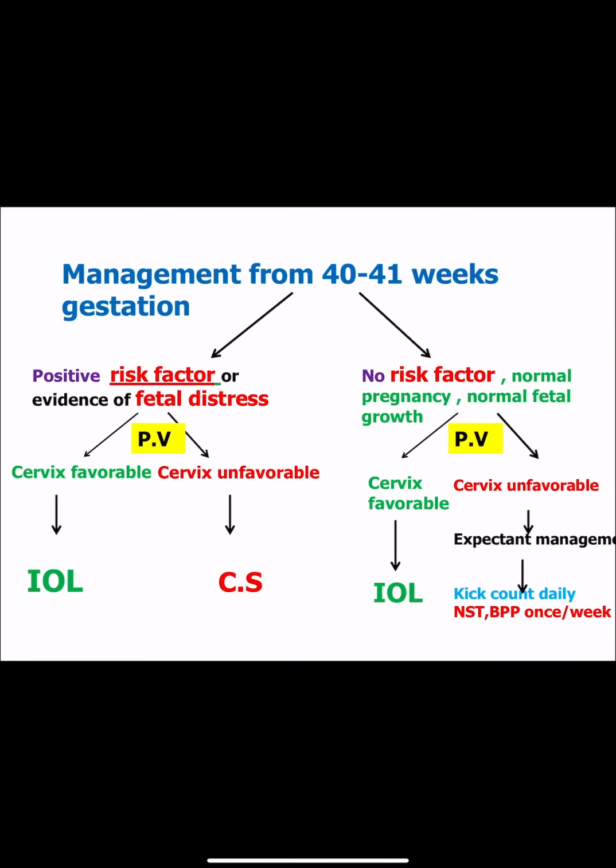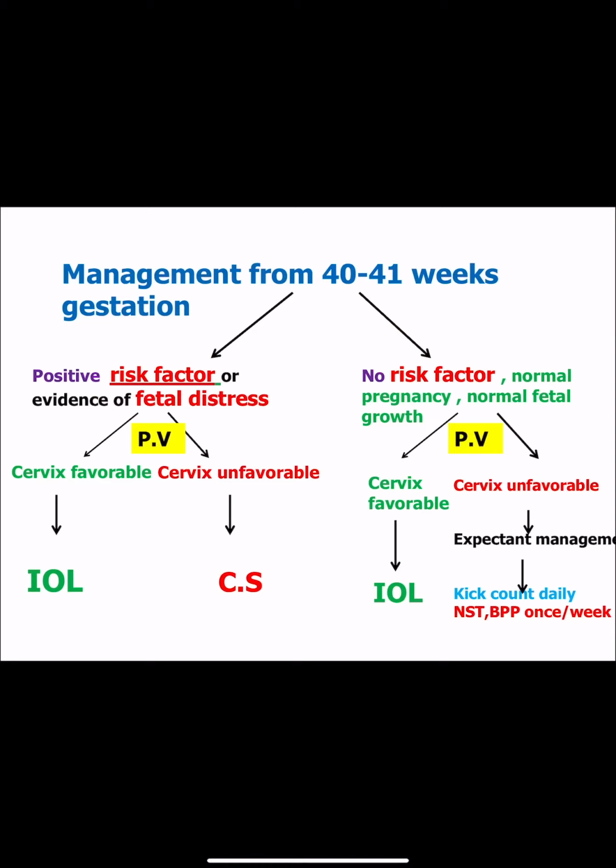So in summary, the management of post-date pregnancy from 40 to 41 weeks gestation. If the patient presents at this gestational age, first of all we should look for any risk factor, as we said, like hypertension, diabetes, previous cesarean section, antepartum hemorrhage, and so on, or evidence of fetal distress. We have to do PV examination. According to the PV examination, if the cervix is favorable, we do induction of labor. But if the cervix is not favorable, we do cesarean section. So: presence of risk factor, favorable cervix, induction of labor; unfavorable cervix, cesarean section.